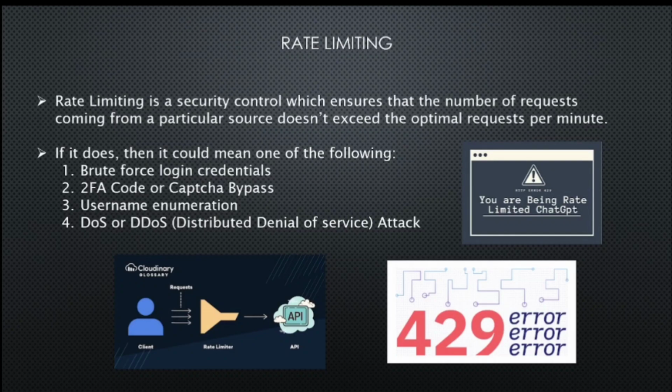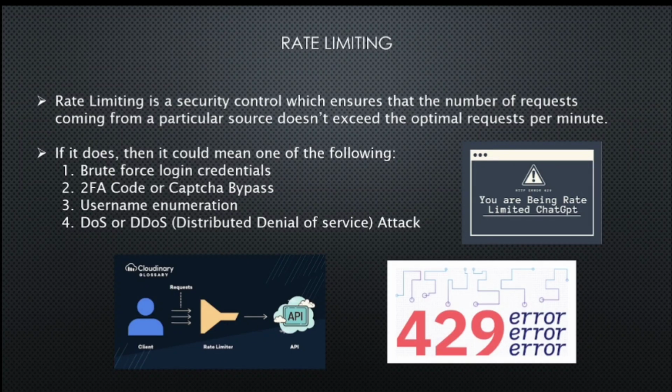The optimal request per minute means how many requests a user is able to send. For example, if I'm logging in and I forgot the password, and I'm trying to recover it and attempting to enter the correct credential, in that process I enter some wrong attempts. But if you think logically, these wrong attempts could mean that I'm trying maybe one try per second. This is a very possible scenario.